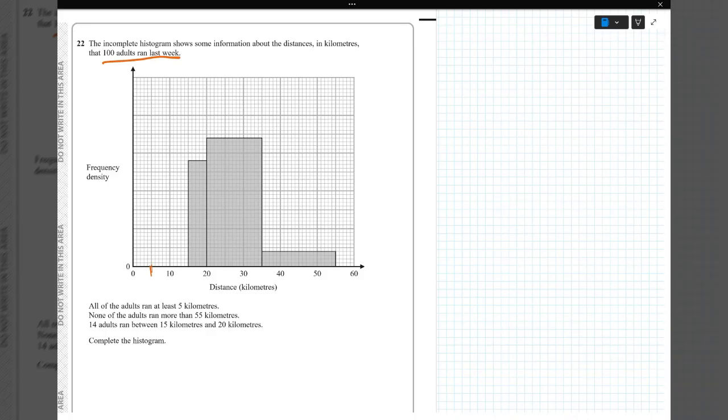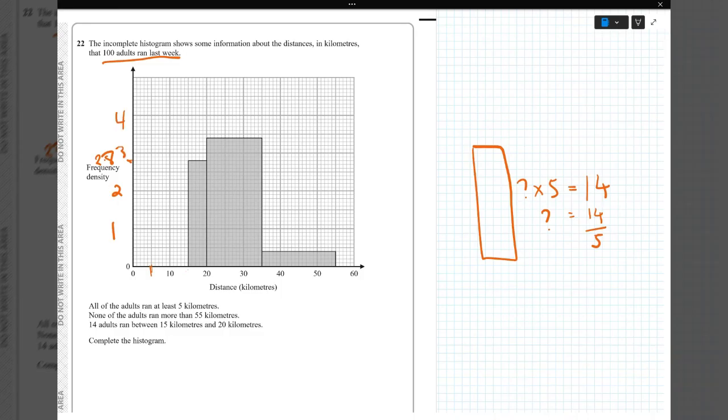14 adults ran between 15 kilometers and 20 kilometers. So this one is 15, and we've got a bar. It equals 14, and it's got a class width of 5. So we need to know what that height is. If we divide the 14 by the 5, I think it's 2.8, which means this height here is 2.8. That tells me that that's a 2, that's a 1, that thick line is a 3, and we've got a 4 there.